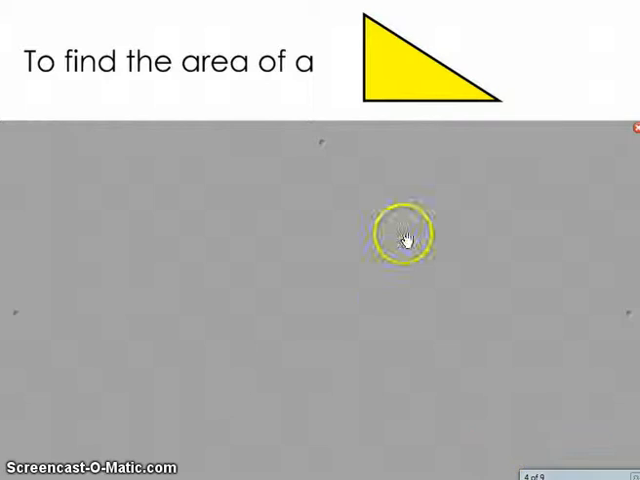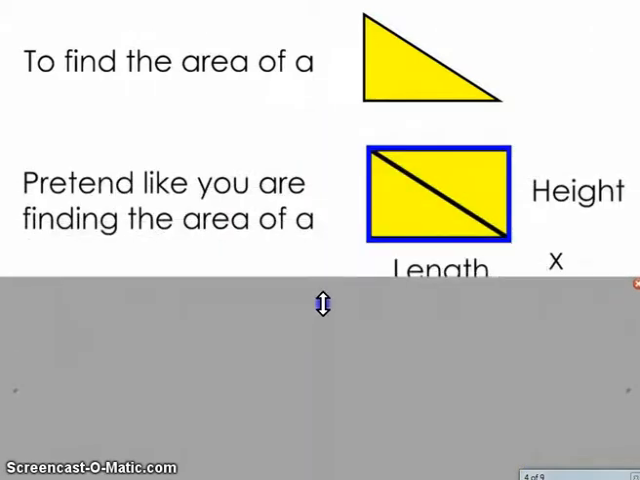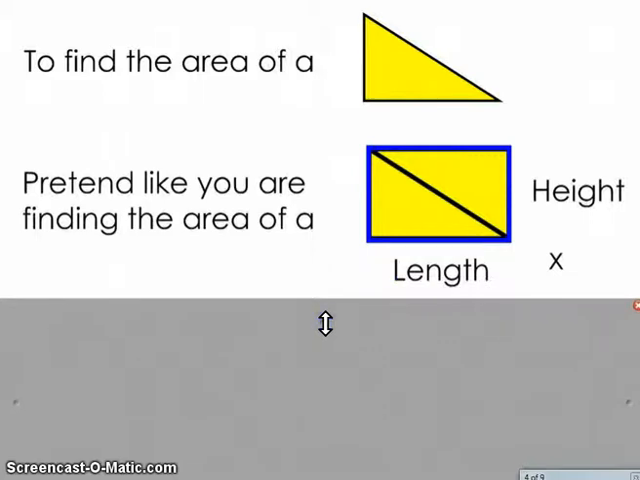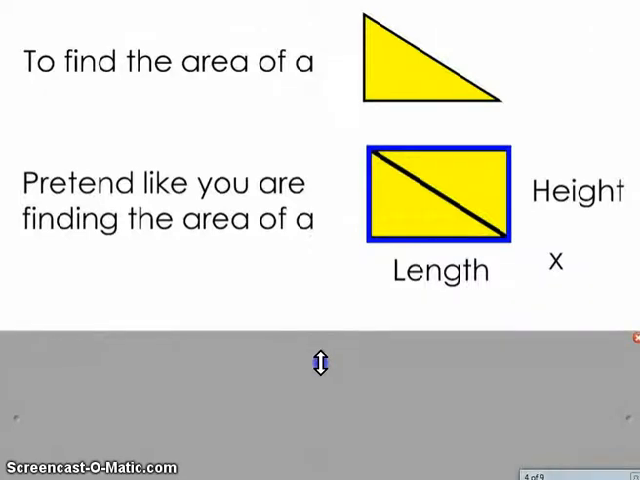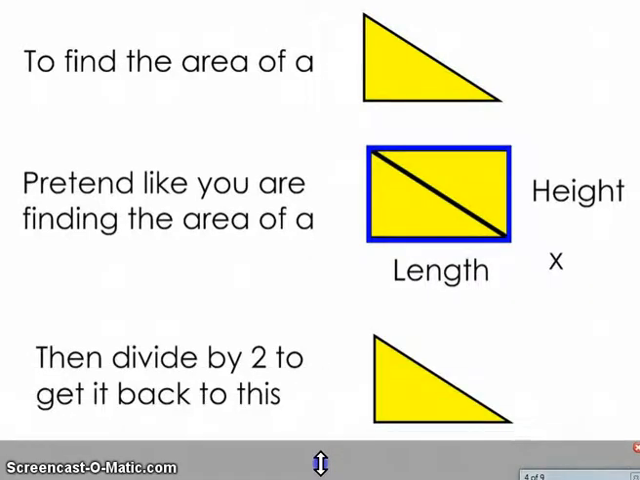So if we look at our next screen here, to find the area of a triangle, pretend like you're finding the area of a rectangle. Length times height. Then divide by 2 to get it back to this. So we're only doing half of our rectangle or half of our square, and that's how we get our triangle.